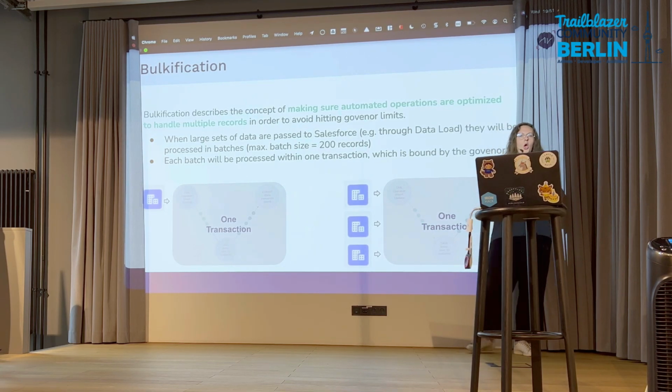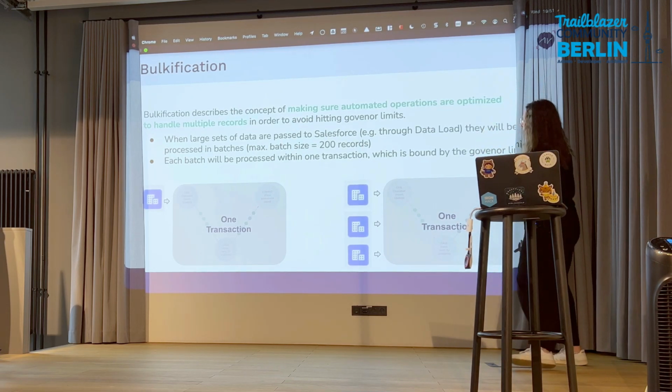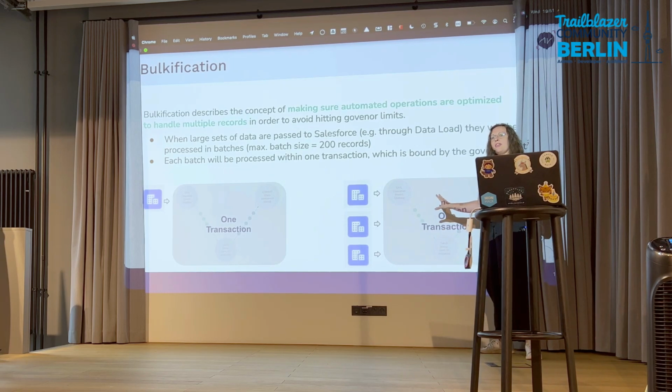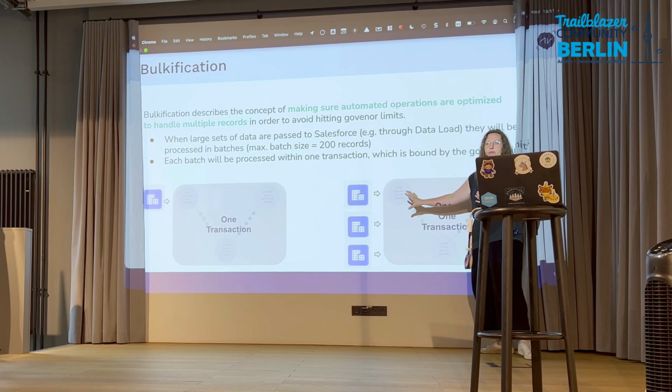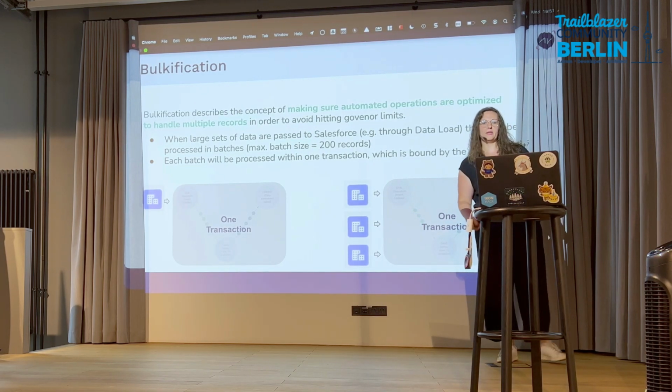All right? And so bulkification basically means that we know about this and that we build our automation to be able to handle that, so that we don't consume too many governor limits.